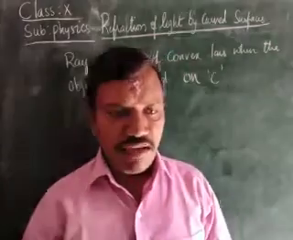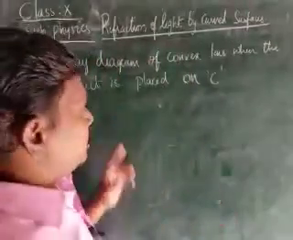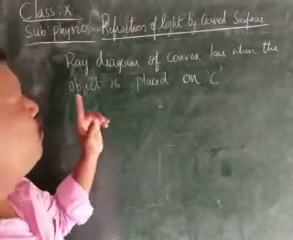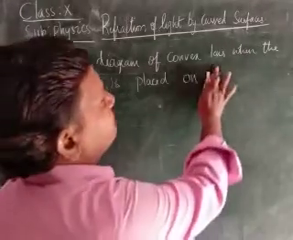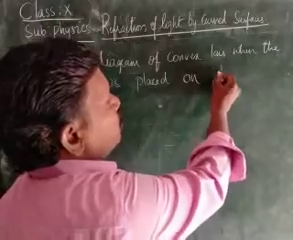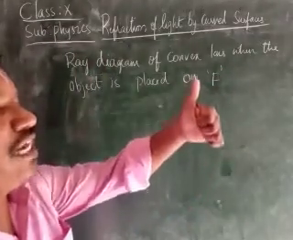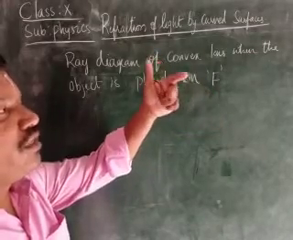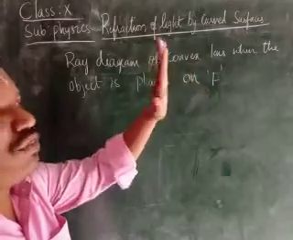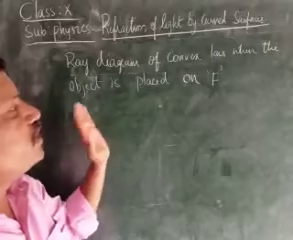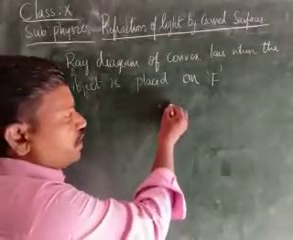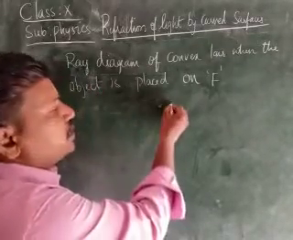Okay. Today, we'll be learning about another ray diagram, that is when the object is placed on F, children. We learned when the object is placed at infinity, beyond C, on C, between C and F. The fifth one is when the object is placed on F, children. Okay. Now, see the diagram.